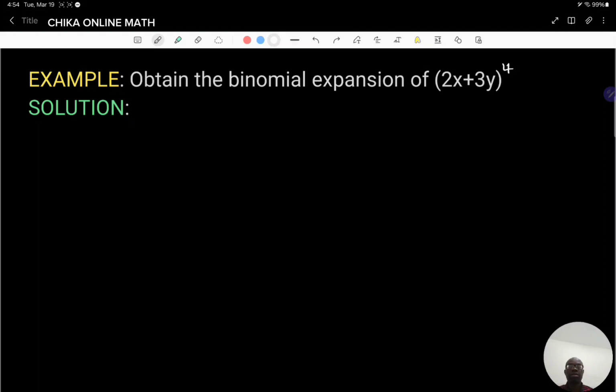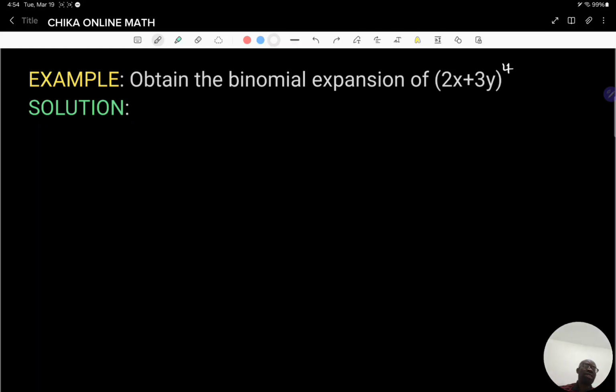Hello everyone, welcome to our second treatment on binomial theorem. That's part 2 of binomial theorem. In this example, we are asked to obtain the binomial expansion of (2x + 3y) raised to the power of 4. We can use the combination method or the Pascal triangle. So let's use the Pascal triangle.